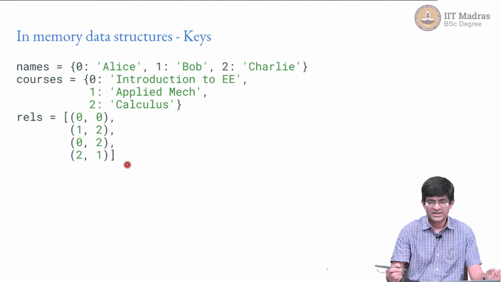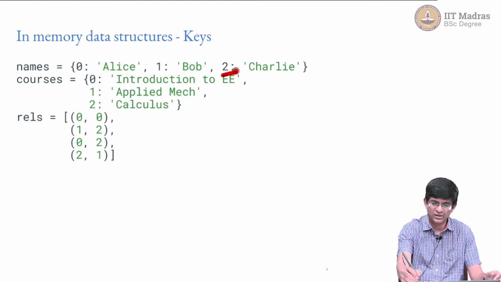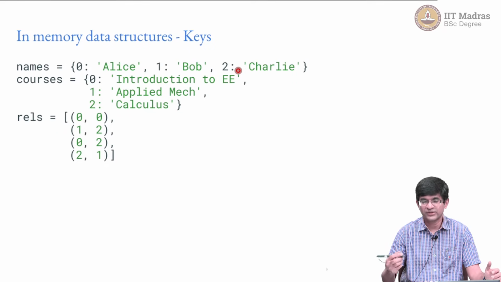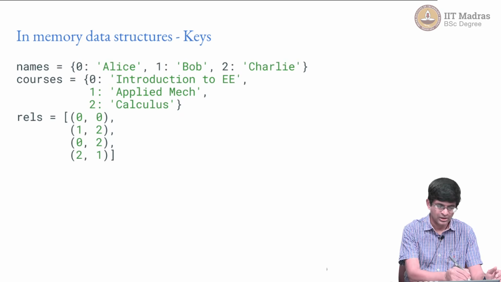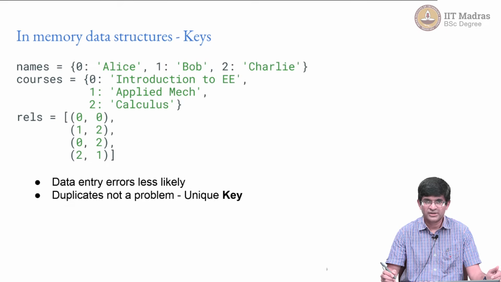So in other words, this has brought in this notion of something called a key. So what is a key over here? It's basically these values 0, 1, 2 and so on. All of these keys are just some unique identifiers that help us to point to a given person or a course or some object in general. And combinations of those keys can be used in order to represent relationships between different types of objects. This makes data entry errors less likely, and of course we don't have problems with duplicates because keys can be made unique. Even if I had 2 people with the same name, I'll give them different keys.